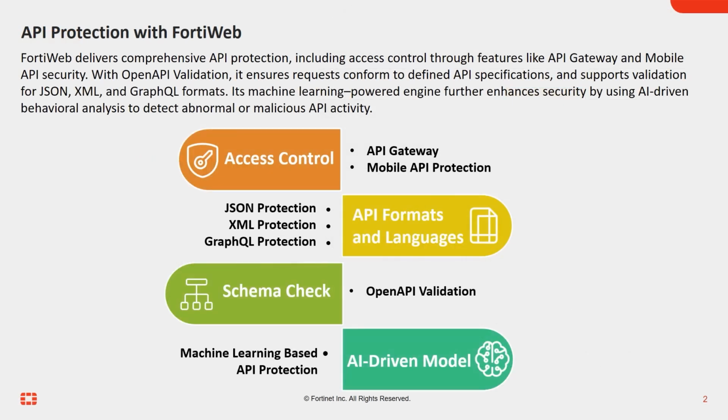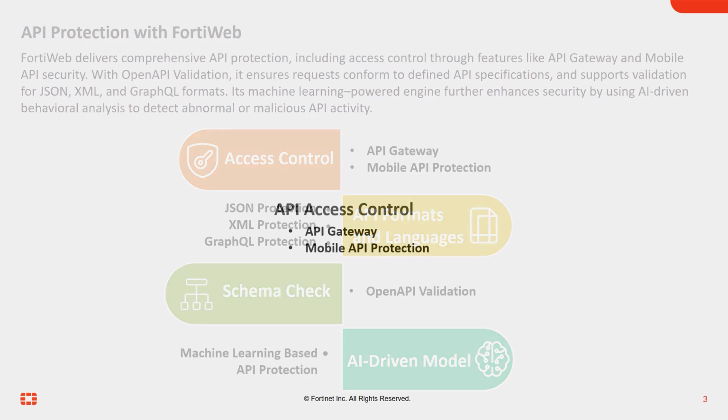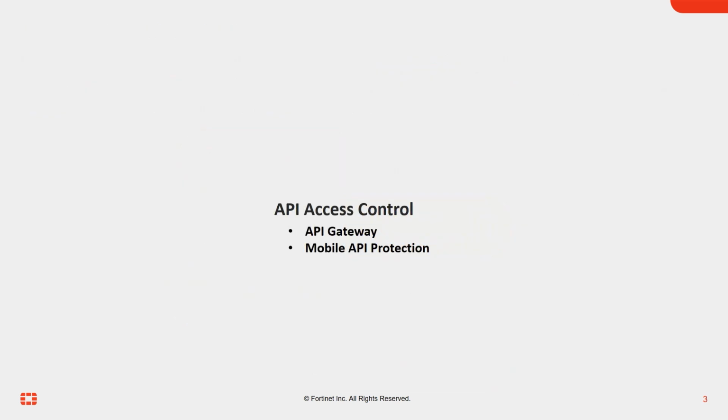FortiWeb gives you end-to-end API protection solution. It handles access control through API gateway and mobile API security, making sure only the right users get through. With OpenAPI Validation, it checks that incoming requests match your API specs. It also supports JSON, XML, and GraphQL, so you're covered no matter what format you're using. And with machine learning built in, it can spot abnormal or malicious behavior in real time, keeping your API secure and running smoothly. All right, let's start by checking out the features that handle API access control.